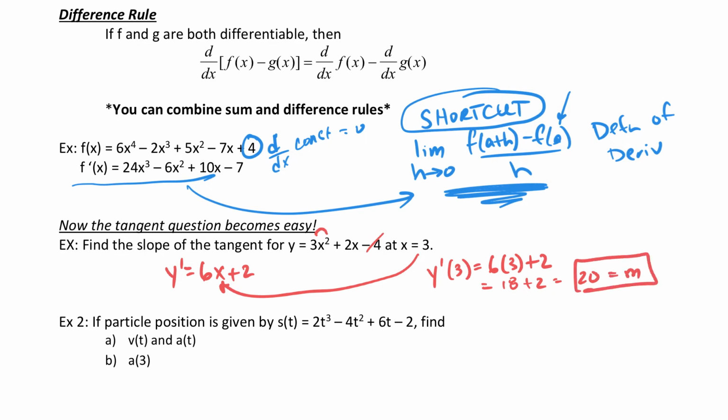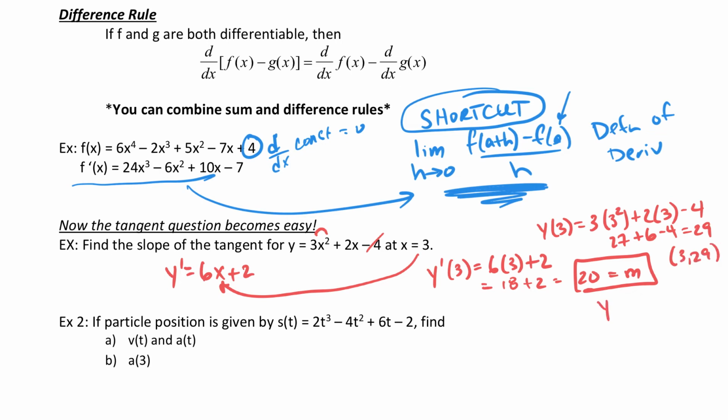Now, if I want to find the equation of the tangent line, well, I have to put in the point. So y of 3 becomes, I put this back in, 3 times 3 squared plus 2 times 3 minus 4. This becomes 9 times 3, which is 27, plus 6 minus 4. So this gives me 29. So I have the point (3, 29).